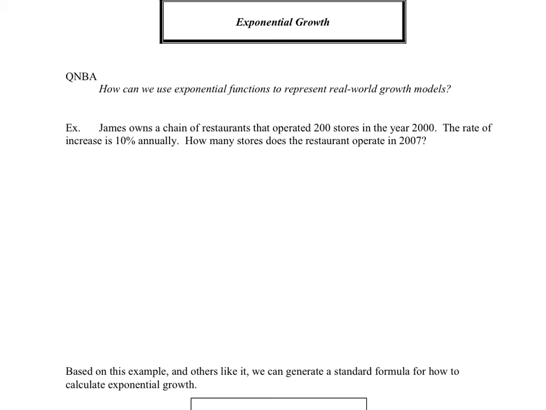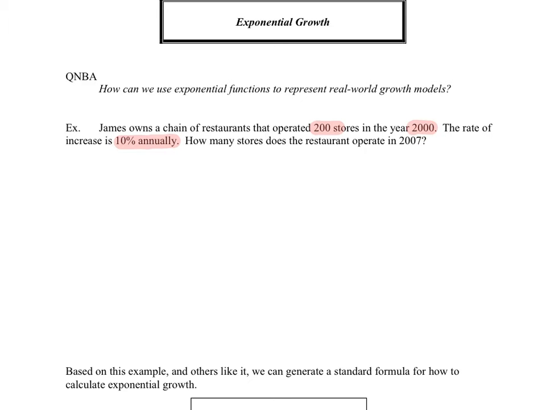So let's start off with this example here. James owns a chain of restaurants, and he operated 200 stores in the year 2000. The rate of increase is 10% annually. How many stores does the restaurant operate in the year 2007?